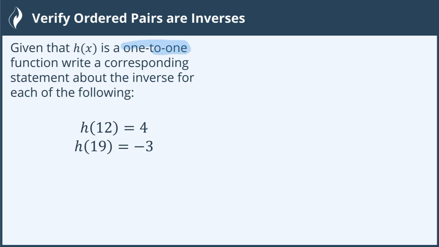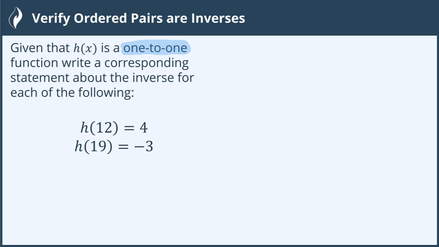It says that h of x is one-to-one. Now, that means that not only is it a function where every x has only one y, but every y has only one x. This is so that an inverse can exist. So they tell us that just to let us know that inverses are possible.